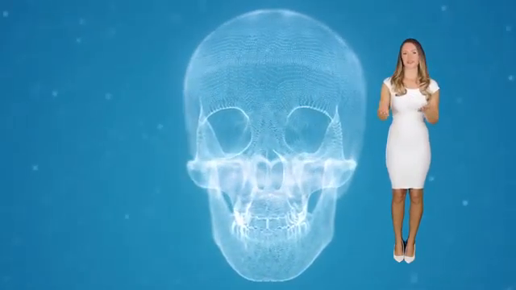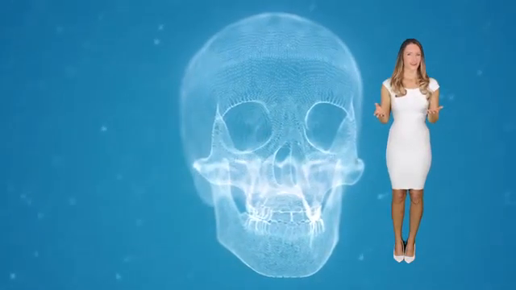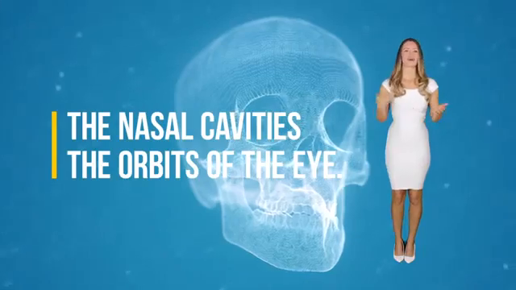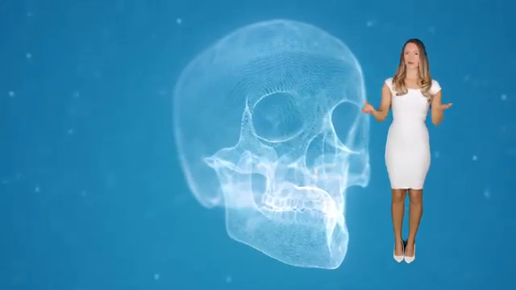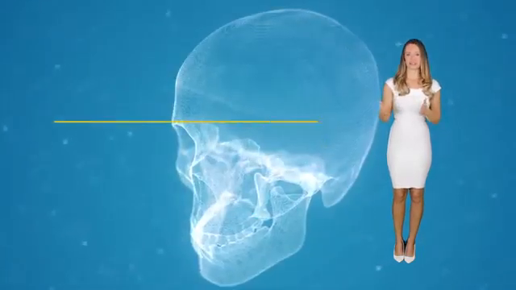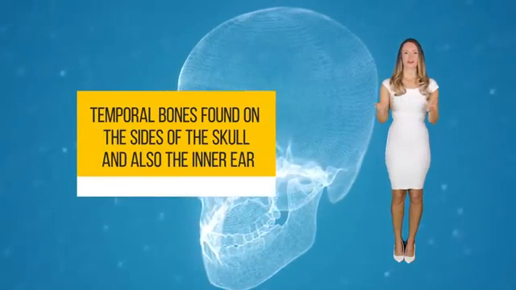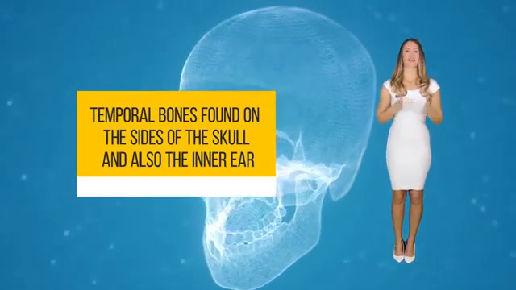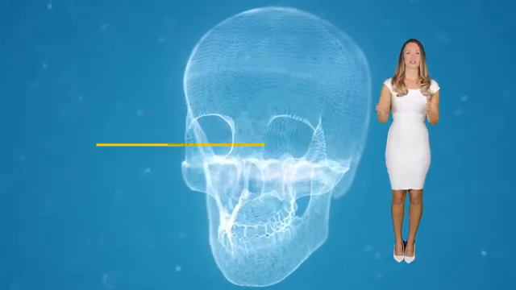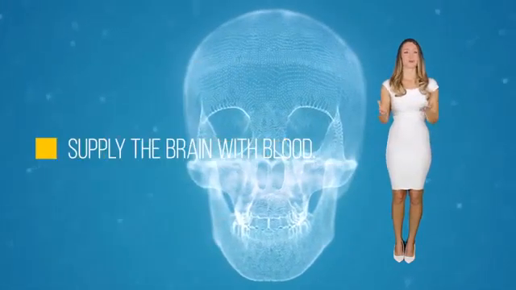The neurocranium consists of the frontal bone, which is the one that creates the forehead, and also a smaller portion of the nasal cavities and the orbits of the eye. The parietal bones, which are 2 in number, and when they articulate, they form the cranium's roof. The temporal bones, these are found on the sides of the skull and also the inner ear. They form a foramen that permits the jugular vein and the carotid artery to supply the brain with blood.